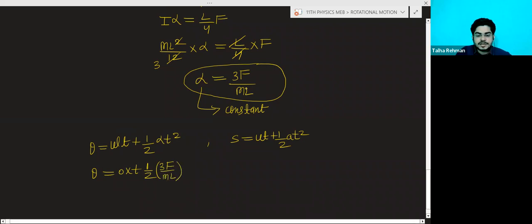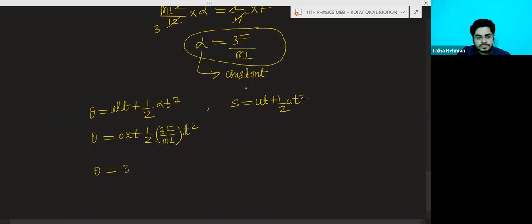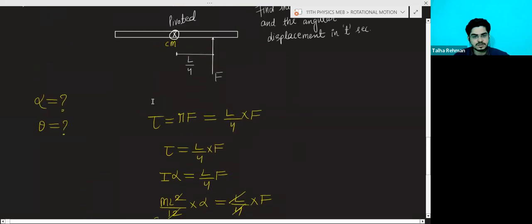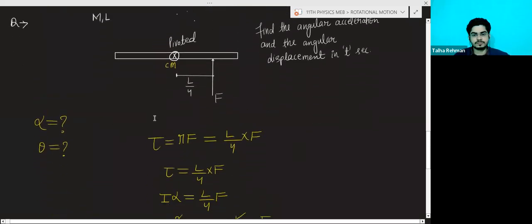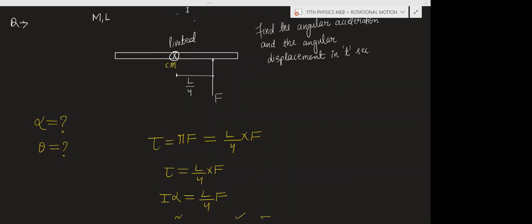So the angular displacement of the rod will be theta is equal to 3F t square divided by 2 ml. This is the angular displacement of this rod. Understood? Divyangi and Hiba? Yes, sir.